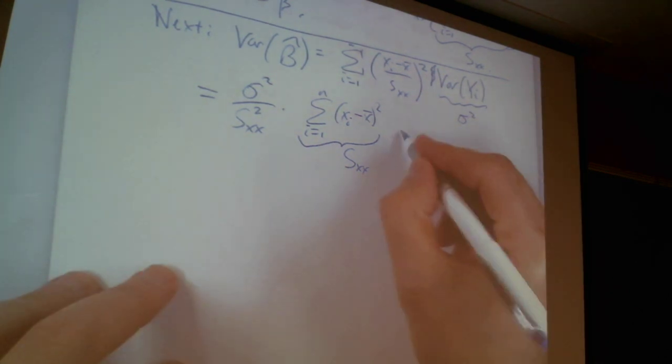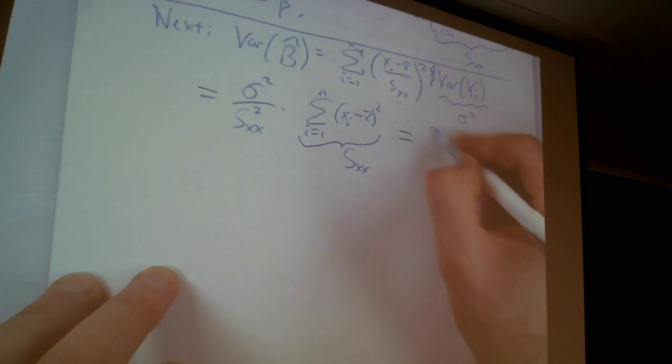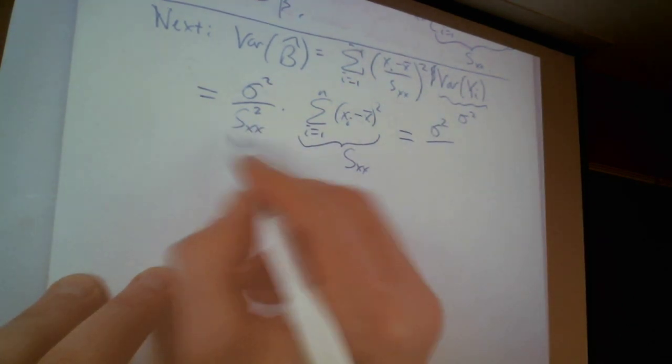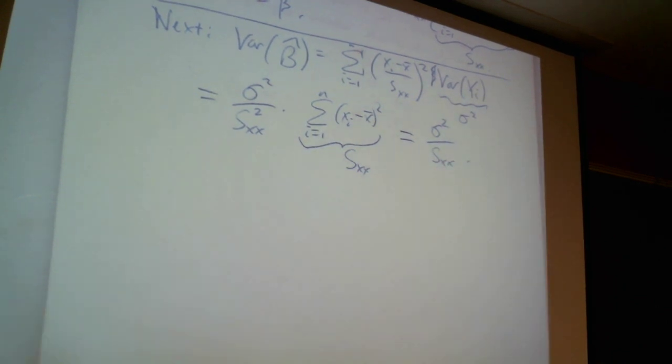And so the variance of B hat is sigma squared. There were two of them here, and there's one in the numerator, so we get one sxx in the denominator.